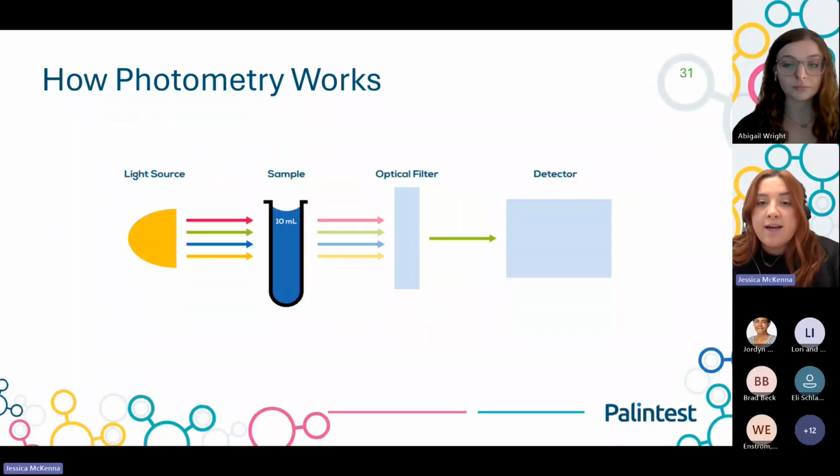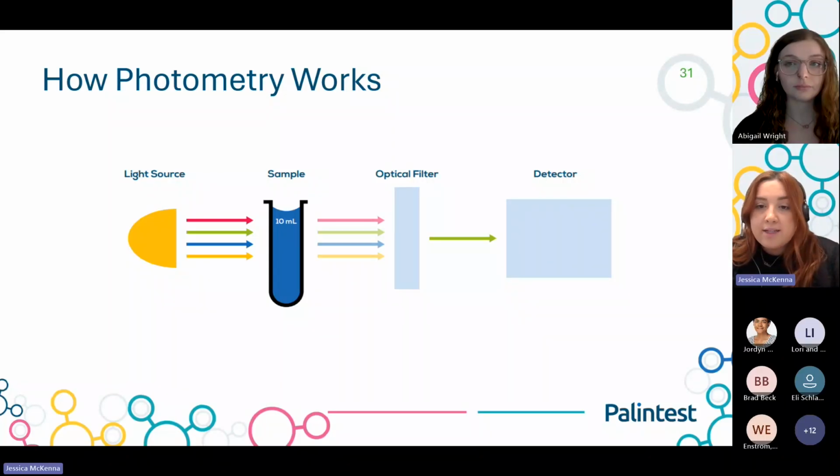Initially, all wavelengths of light come out of the light source, and these are reduced to a single wavelength using an optical filter which hits the detector. The detector is just like a counter, just counting the number of photons that hit it. The amount of light that hits the detector is known as the percent T, or percentage of light that's transmitted from the light source to the detector.